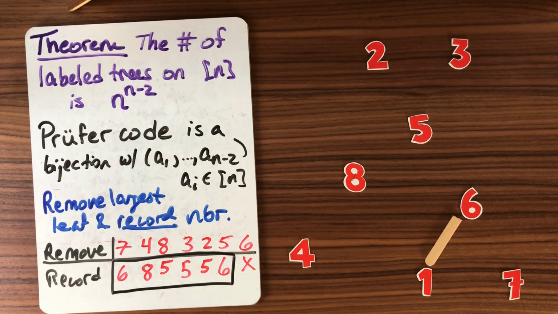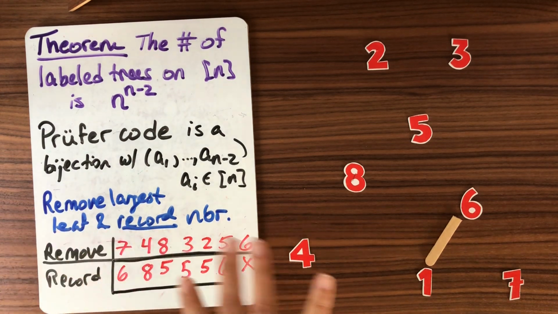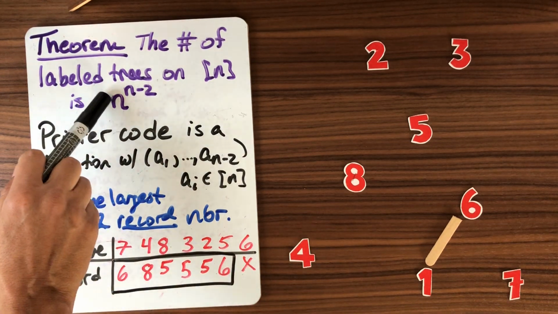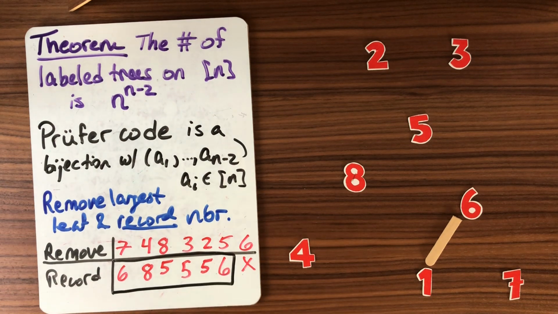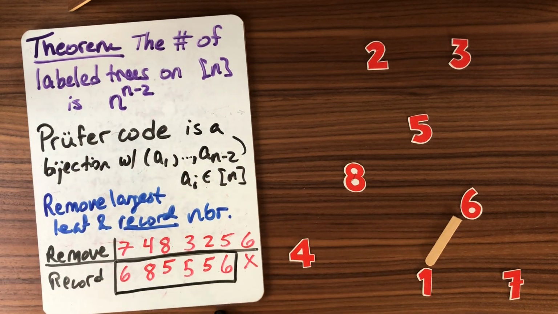To see that something's a bijection, we need to know that we have a well-defined algorithm that maps us from our domain to our range. So we've taken a labeled tree, and I've shown you how to get this sequence. Now what I have to do is take a sequence and show you how to construct a tree. So let me do that.